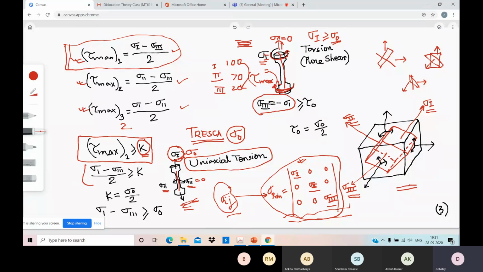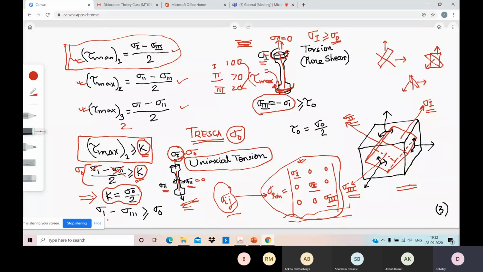So converting this expression, we can write (sigma 1 minus sigma 3) by 2 should be greater than or equal to K. Apply the most simple loading condition, uniaxial tension. Yielding occurs under uniaxial tension when sigma 1 exceeds sigma naught. So in place of sigma 1, write sigma naught; you know in tension sigma 3 is 0. You cross this term. So what is the value of K that you get? The value of K is a constant, and the value of K is sigma naught by 2.